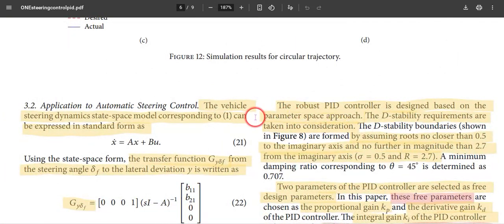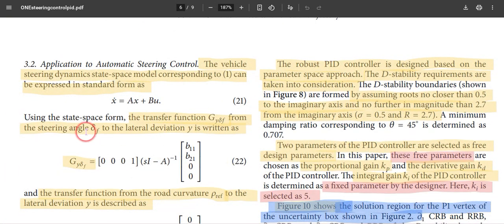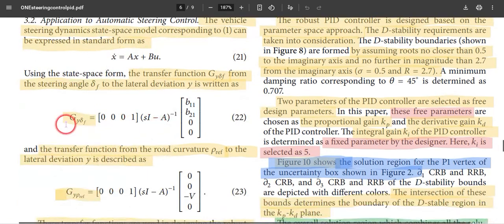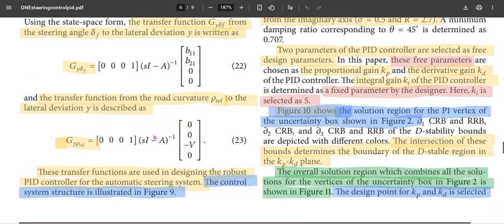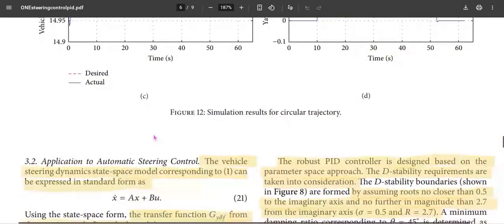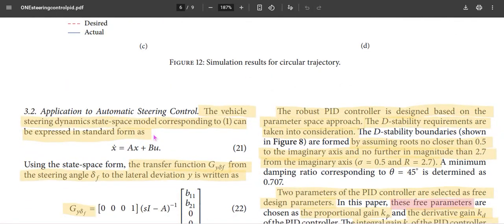and assume that this is our automated steering control, this is the linear dynamics, and this is what they developed in a transformer space. And based on this, they have developed the robust D-stability criteria.